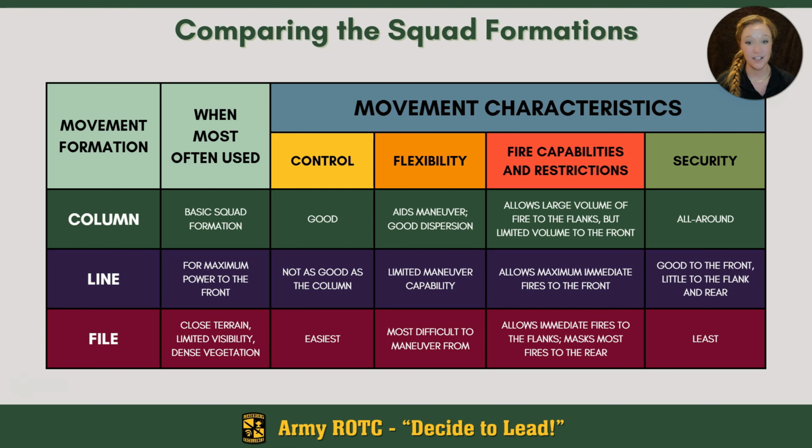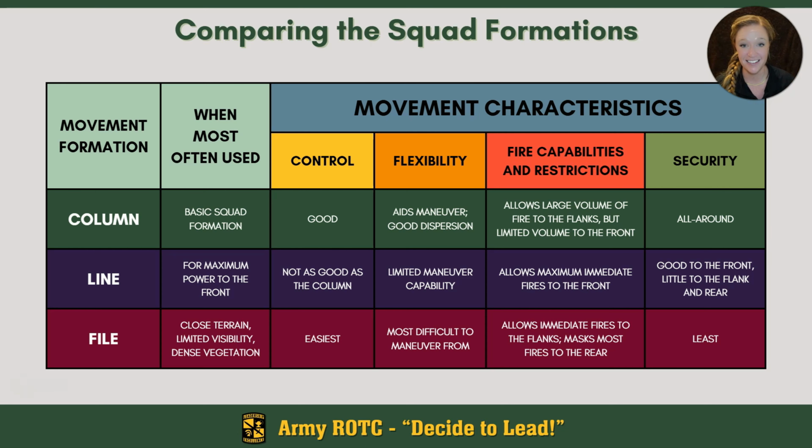When we go into that squad line, not as great control because people are spread away from the squad leader and moving in one direction. We don't have very great maneuver capability because moving like this is a lot harder than moving like this or like that. We have maximum and immediate firepower to the front, but nothing really to the rear or to the sides because we're focused on what's in front of us. The security is great to the front because everybody's facing that way, but we have little security to either side where we only have one person, or to the rear where people are going to have to turn and pull security behind us.